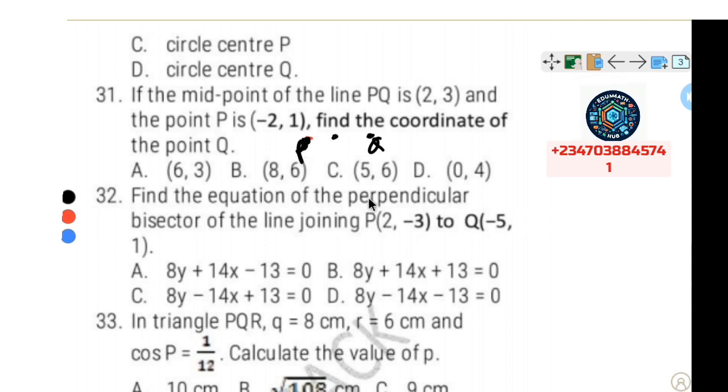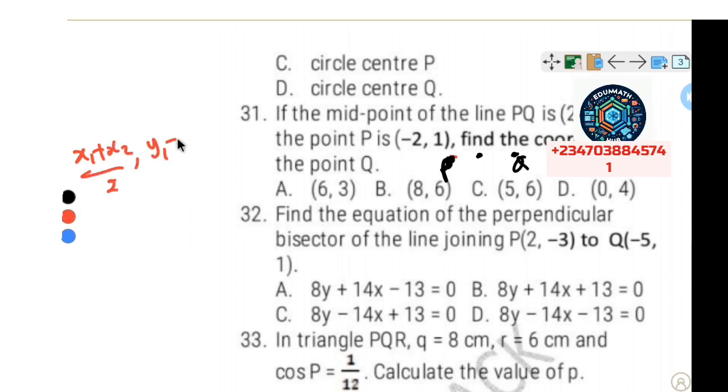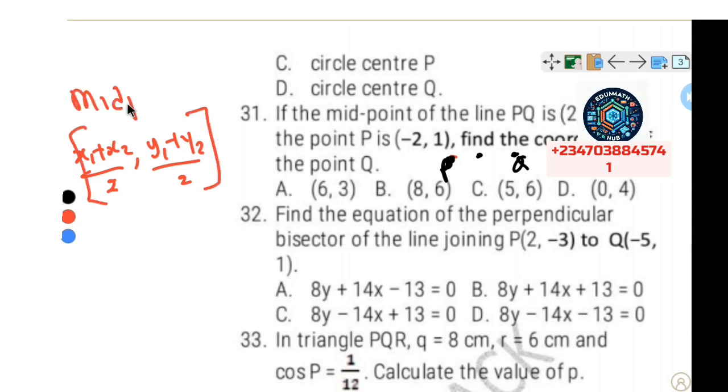Okay, so you need to use what is called the midpoint formula. This is what the midpoint formula looks like. It's very, very simple. It's x1 plus x2 divided by 2, y1 plus y2 divided by 2. This is the midpoint formula. So this is midpoint theorem or midpoint formula. So the 2 points, just add their x coordinates and divide it by 2.